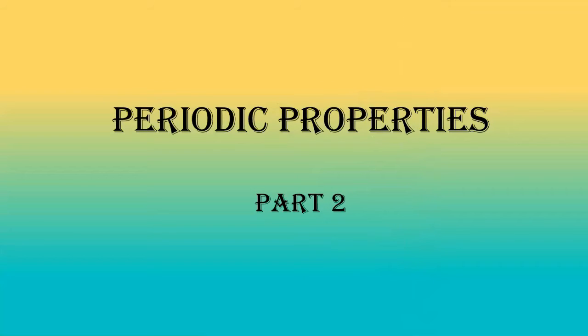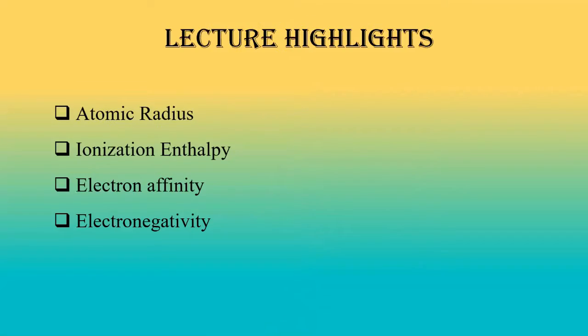So this lecture is the periodic table properties part 2. Here we have the lecture highlights. Okay. Basically we are evaluating the periodic trends here. The first one we will see is atomic radius, the second is ionization enthalpy, the third is electron affinity, and the fourth is electronegativity. Okay, right? So these things we will be seeing in this particular lecture.